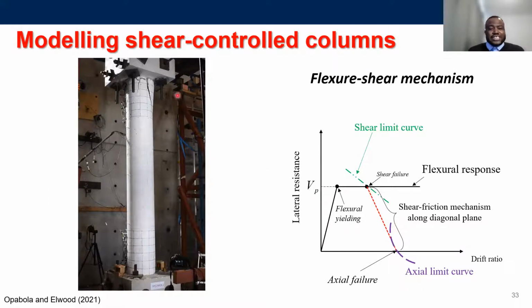So here is a test that I did during my PhD, and expect to see the shear failure happening at the top of the column. And you can actually see where the diagonal failure plane forms. And at the end of the day, you actually see how excited I was about this column. And that is actually going to come.